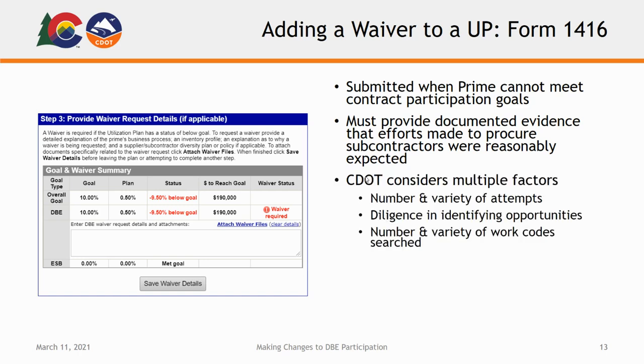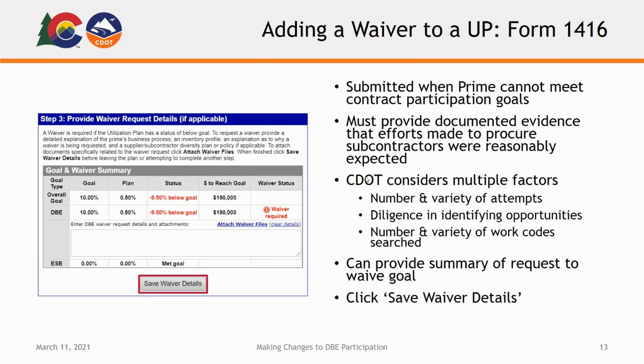In reviewing requests for waiver from DBE goal requirements, CDOT considers multiple factors, including but not limited to the number and variety of solicitation attempts made, the diligence done in identifying subcontracting opportunities, and the number and variety of work codes searched when soliciting subcontractors. On this form, you can also provide a brief summary of your request to waive the contractual DBE goal, but this is optional. When finished, click Save Waiver Details to be taken back to the Utilization Plan page and proceed to Step 4.